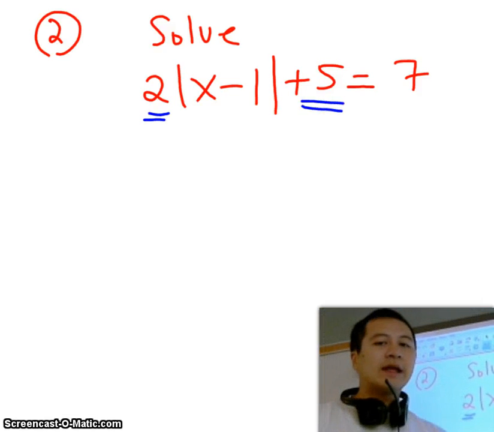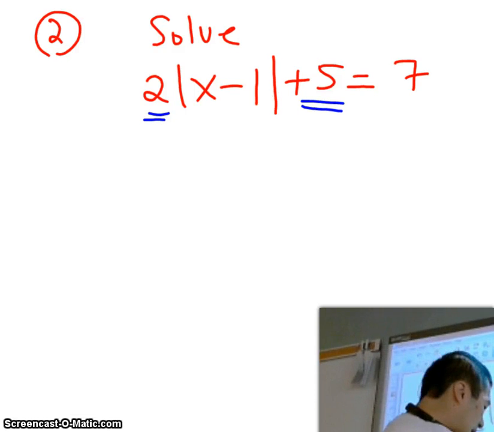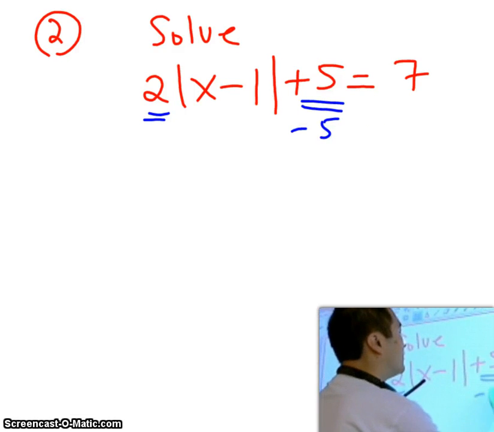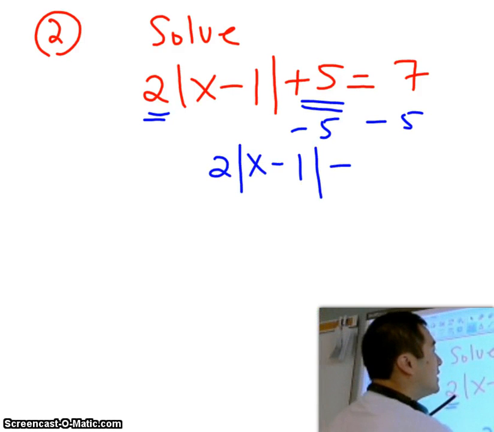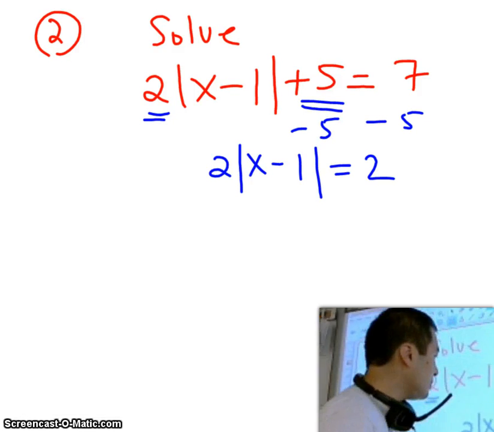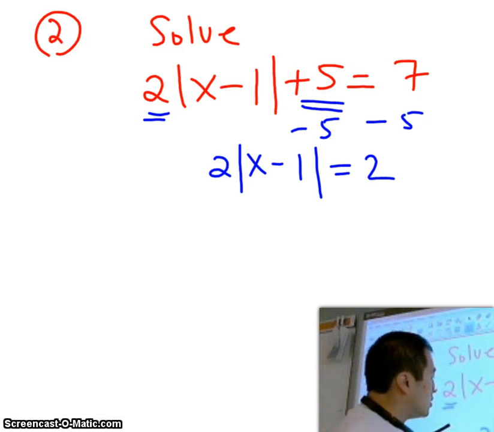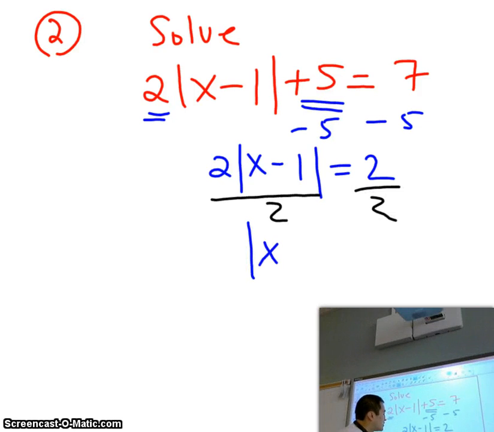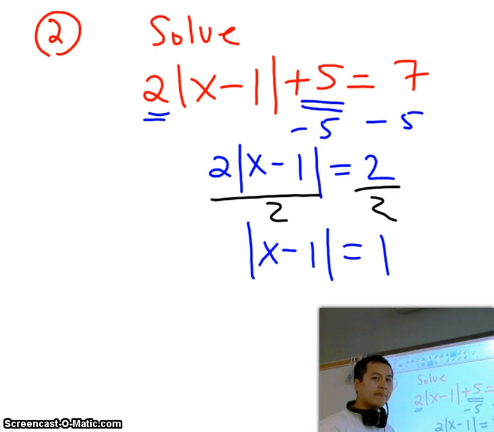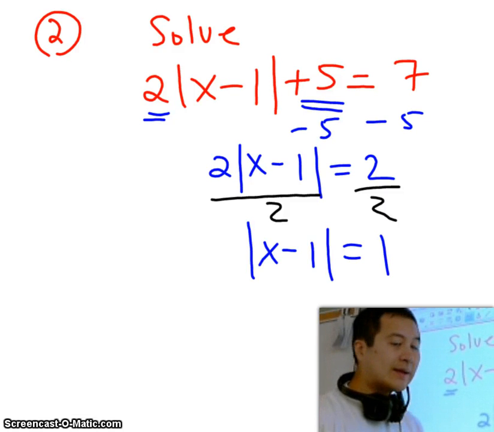So you ask yourself, what can I get rid of? What can I simplify? I'm going to simplify the 5 first. Subtract 5 from both sides. I got 2|x - 1| = 2. Divide by 2 on both sides. I got |x - 1| = 1. Now take a look at this problem. Doesn't that look like the last problem you just did? You do the exact same thing.